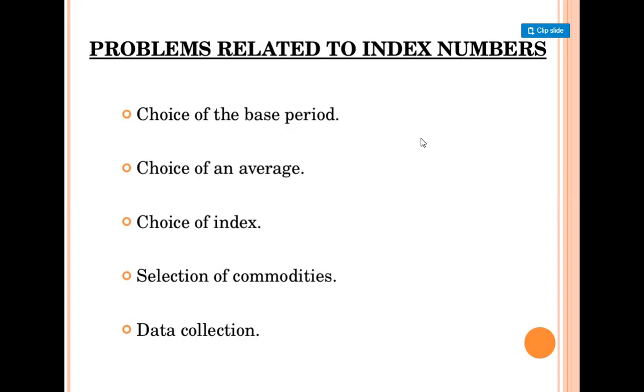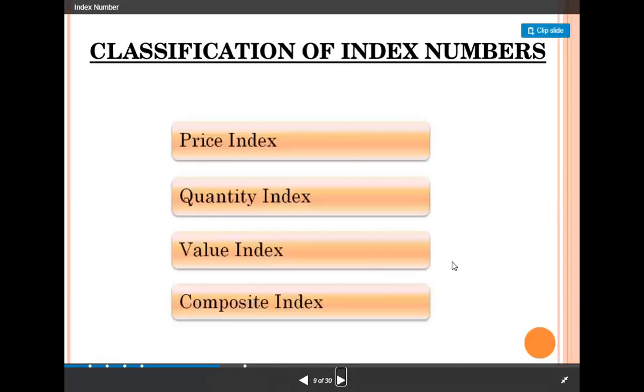Then choice of index. Here actually more than 100 index numbers are there. Out of 100 index numbers, maybe we are using only a few. For solving different problems, how we use different index numbers is called choice of index. Then selection of commodities, and then again data collection. Data collection means how to use different data for different index numbers.